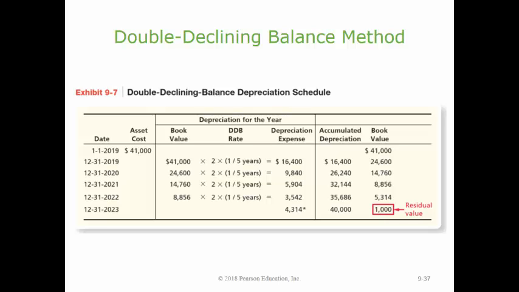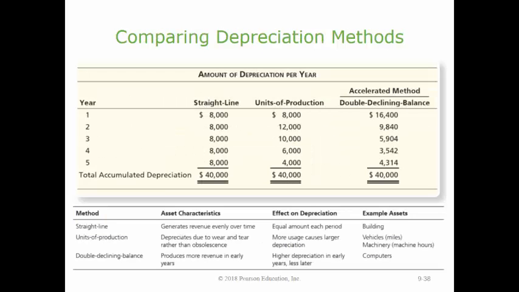Notice that after year 4, December 31st, 2022, the truck's book value is $5,314. By definition, the truck is to last 5 years, which ends on December 31st, 2023. At the end of the asset's life, its book value should equal the residual value. Therefore, in the final year, depreciation is book value $5,314 less the $1,000 residual value, or $4,314 in depreciation expense. Annual depreciation expense amounts vary, but total accumulated depreciation is $40,000 for all three methods.